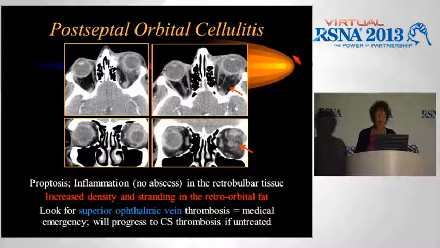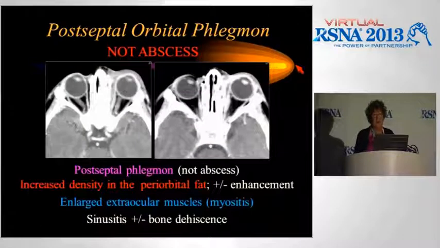And always, always check the integrity of the superior ophthalmic vein. Here it is okay. There is no clot in it, which is good, because if there is a thrombosis, this is basically a medical emergency. It can progress to cavernous sinus thrombosis. Now here is a postseptal process. This is not an abscess, it's just a phlegmon.